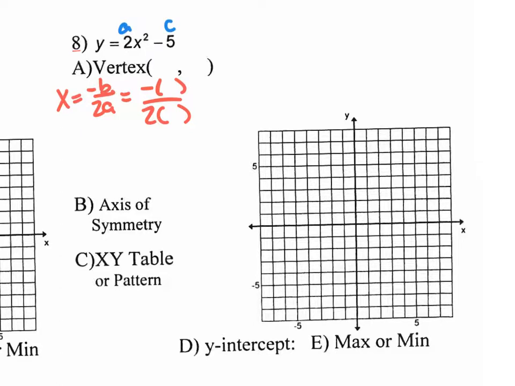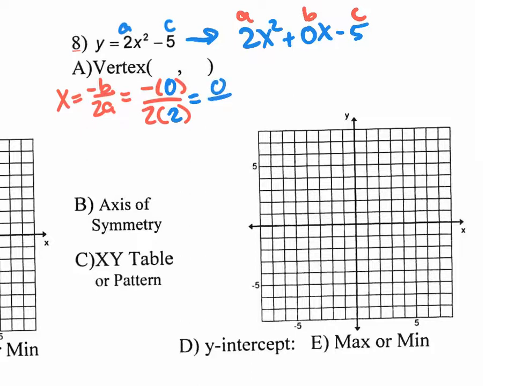Remember, the b value is with x, and since there is no x term, technically you could rewrite it as 0x if you wanted to, but there is no b, the b is 0. If you're totally confused, you could go ahead and rewrite it as 2x squared plus 0x minus 5. That way you could see, oh, my a value is 2, my b value is 0, my c value is negative 5. So when you plug in 0 for b and 2 for a, it doesn't matter if you have a positive 0 or a negative 0, it's still going to be 0 up on top. And 0 divided by anything is still 0. Okay, so our vertex x value is 0, but we still need our y value.